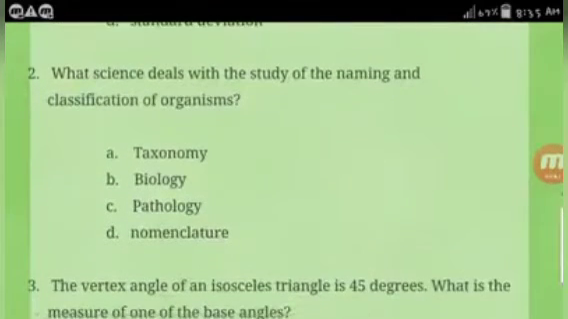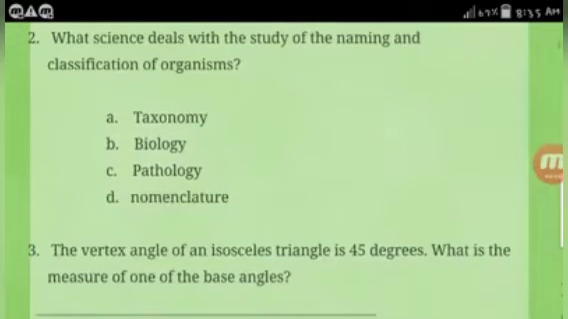Next one, what science deals with the study of the naming and classification of organisms? Okay, so taxonomy is the answer here. Taxonomy is the naming and classification of organisms. Biology, studies of life, all forms of living things. Pathology, that studies pathogens or the disease-causing organisms. And the nomenclature is naming. So the answer is taxonomy, letter A.